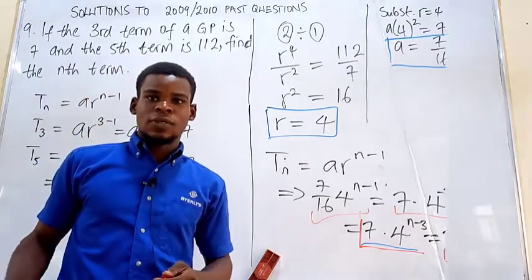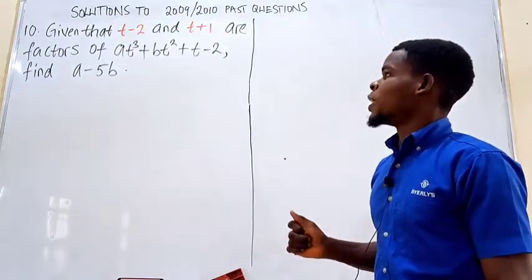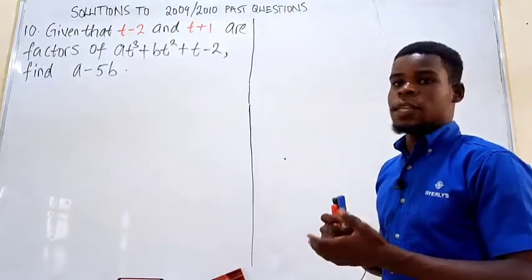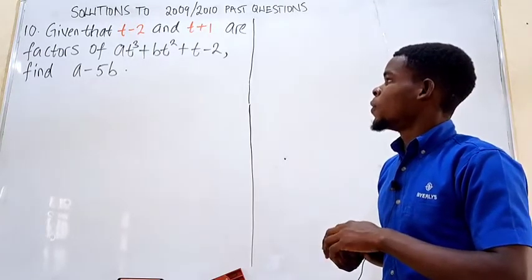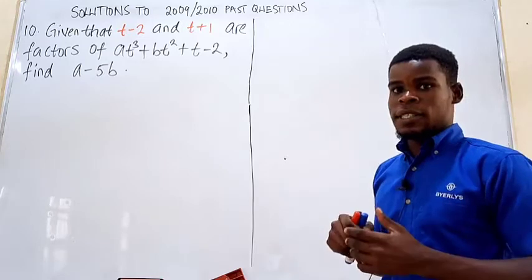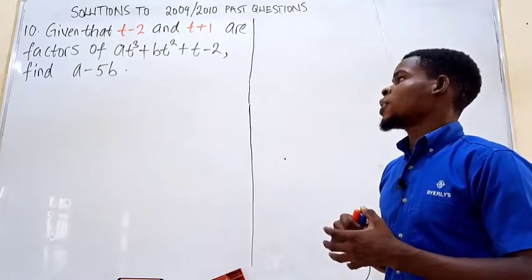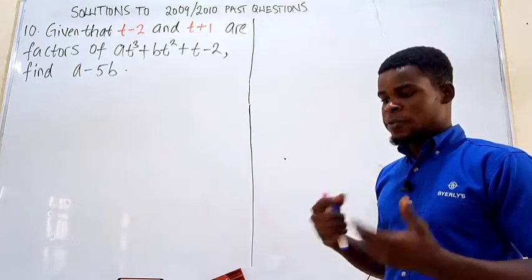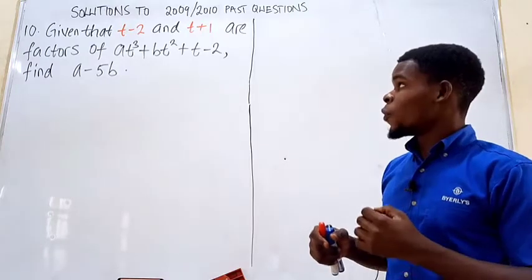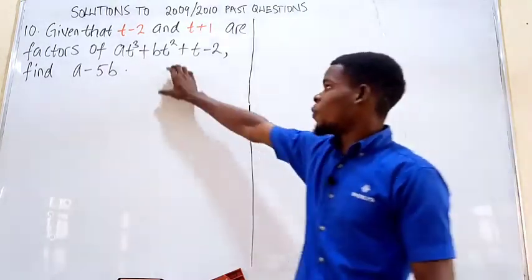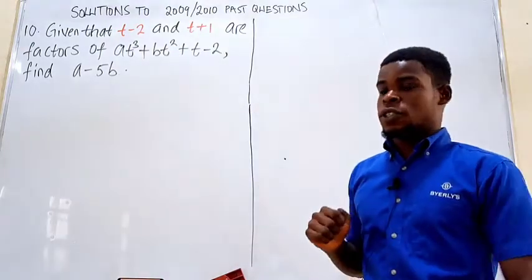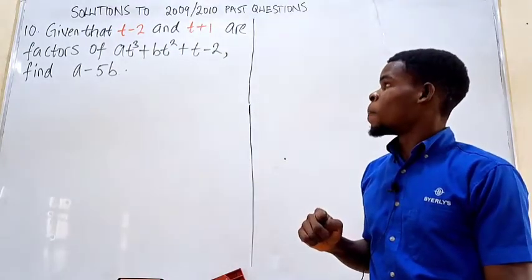Alright, let's move over to the next question. We are given that t minus 2 and t plus 1 are factors of this polynomial, where a and b are constants. Then we are asked to find a minus 5b. So first of all, we are to find the values of a and b, then we use that to compute this expression, a minus 5b.